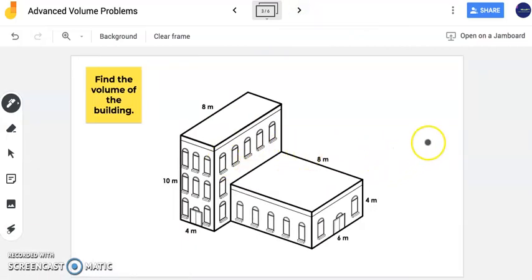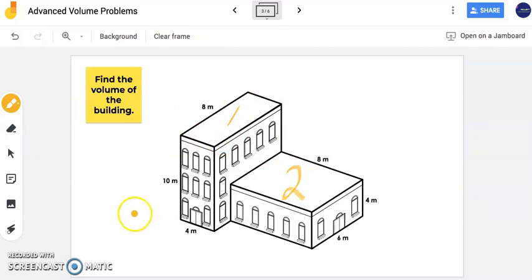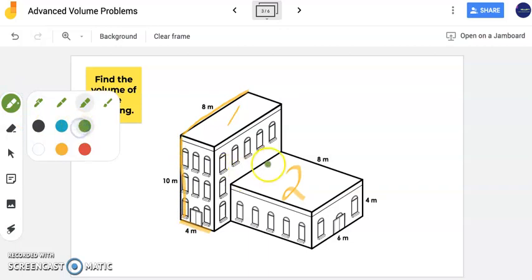Now, in this problem it says find the volume of the building. However, I notice this building is comprised of 2 rectangular prisms. So the first thing I'm going to do is label the 2 rectangular prisms. So I have rectangular prism 1 here and rectangular prism 2 here. I do notice for each of them, I have a given width, a given length, and a given height. For rectangular prism 2, I'll do this one in green to differentiate the 2 buildings.